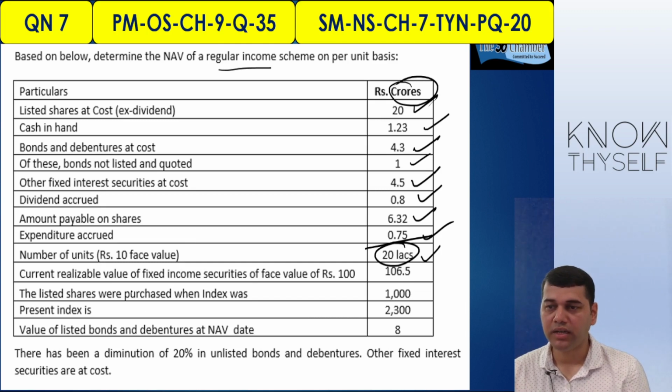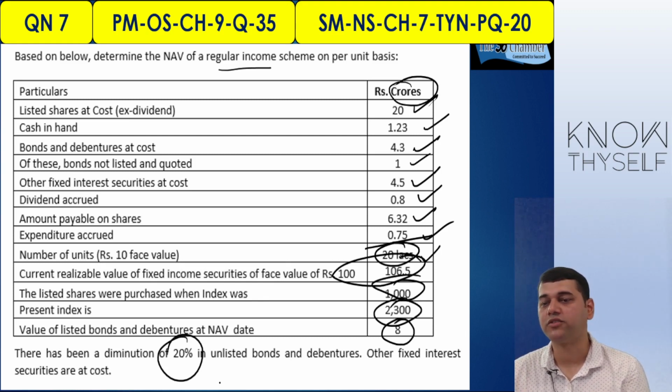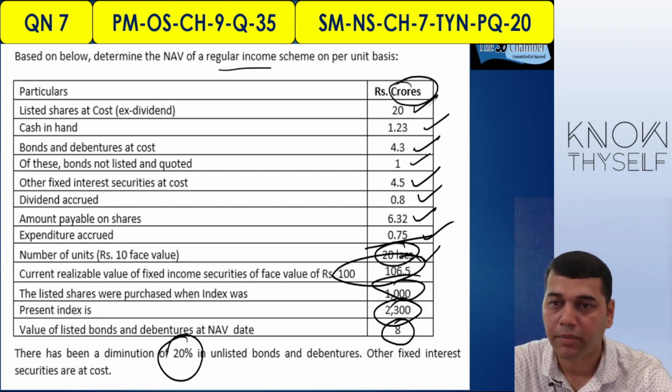Now, the current realizable value of the fixed securities, same, 106. The listed shares were purchased when the index was 1000. Today, the index is 2800. Value of listed bonds and debentures at the NAV date is 8. There has been diminution of 20% on the unlisted, other fixed interest cost, accrued cost. Did you see here? Where is the accrued expense? Sorry, not the accrued expense, the operating cost.